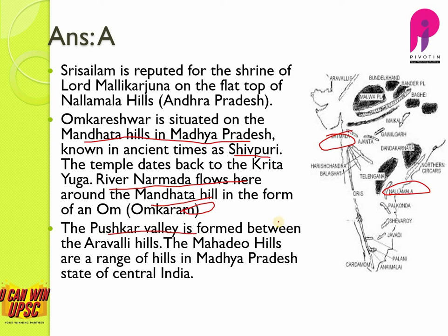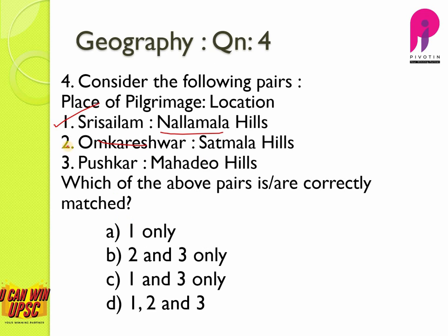The Pushkar Valley is formed between the Aravalli Hills. You can see Aravalli Hills here. And the Mahadeo Hills, it is actually in Madhya Pradesh, a state in central India. And hence these two statements are wrong. The answer here is A, 1 only.